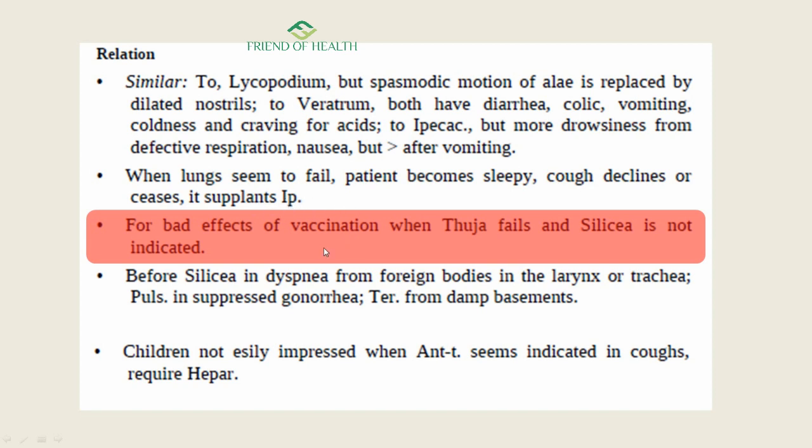Antimonium tartaricum: for bad effects of vaccination when Thuja fails and Silicea is not indicated. Children not easily impressed; when Antim tart seems indicated in coughs, require Hepar. So these kinds of lines are also important.